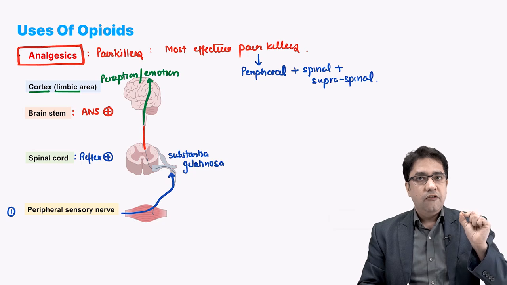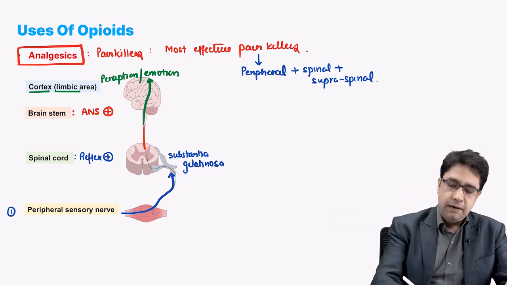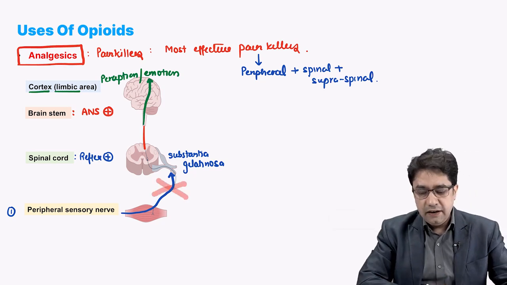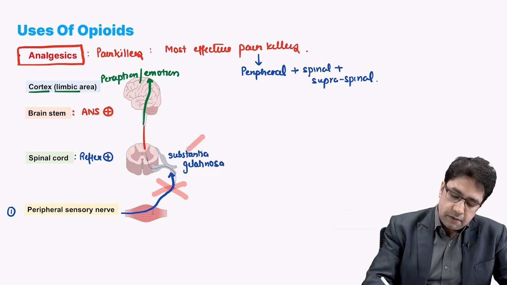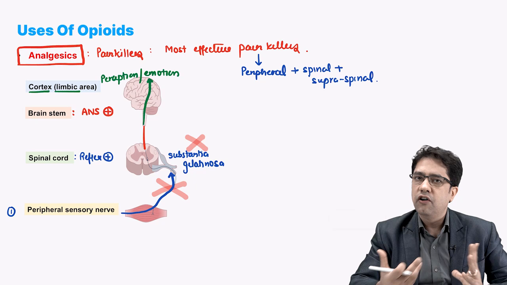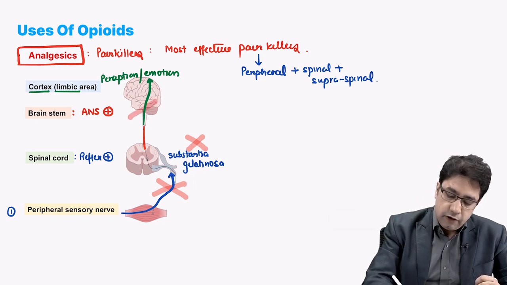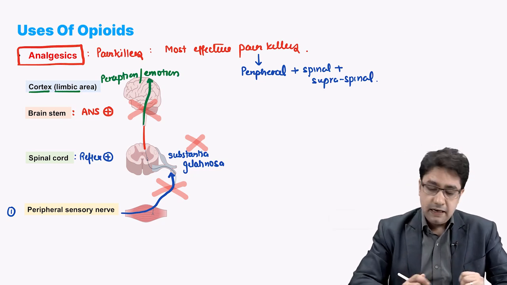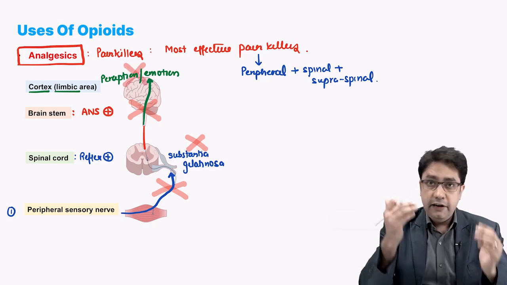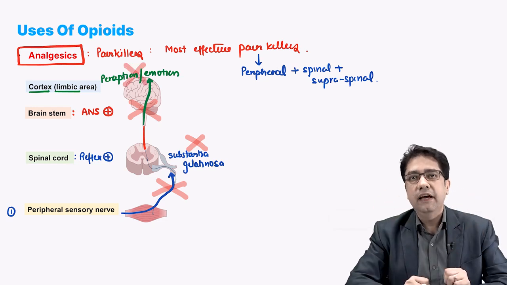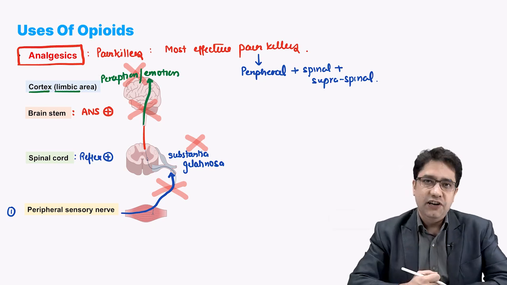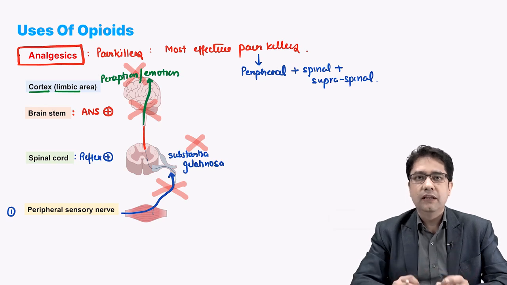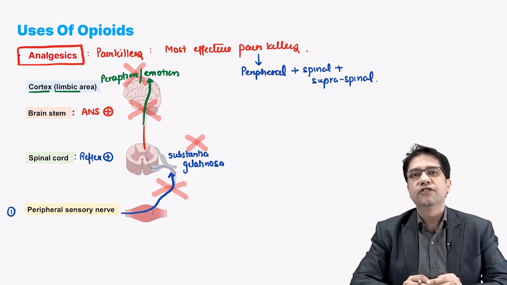Now, when we give opioids, remember opioids inhibit pain transmission at the peripheral level. They inhibit substantia gelatinosa or spinal cord level. They reduce the autonomic symptoms of pain at the brainstem level. And lastly, they also reduce the perception of pain or the emotional component of pain. So that is why opioids are the best or the most effective painkillers we have.